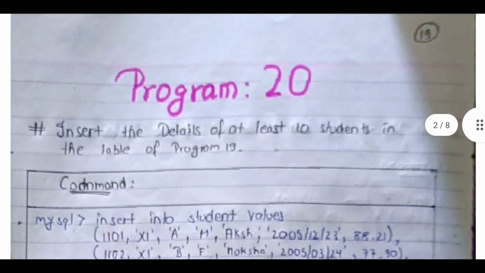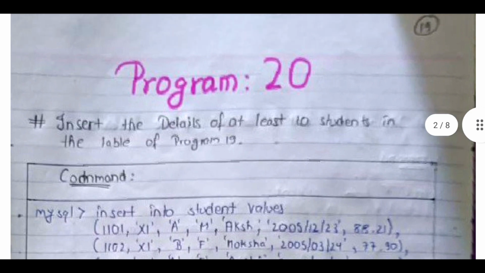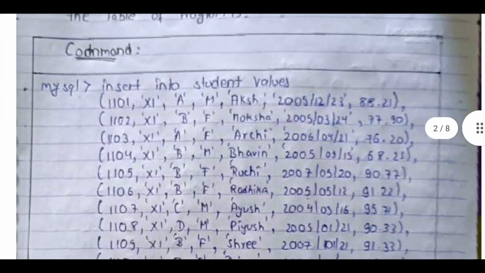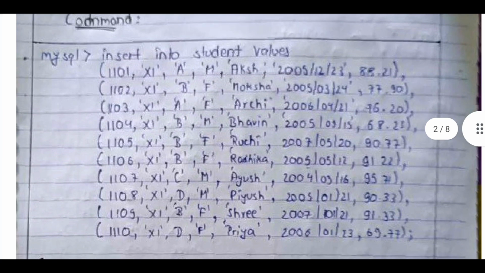Program number 20. Insert the details of at least 10 students in the table of program 19. It means in this we have to insert these all. So there are student ID, class, section, gender, name, DOB and percentage.